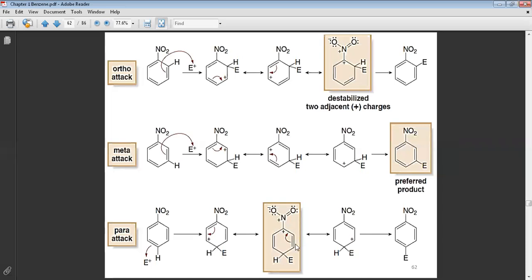Additional resonance structure: this converts to here, the positive charge to here. This is 1, 2, 3. But one of them has the positive charge directly bonded to the nitro group, and it will be highly unstable. For this reason, which is preferred, para or meta? Meta. That means the orientation of the NO2 will be meta, not ortho and para. Only meta. Okay, it will be meta.